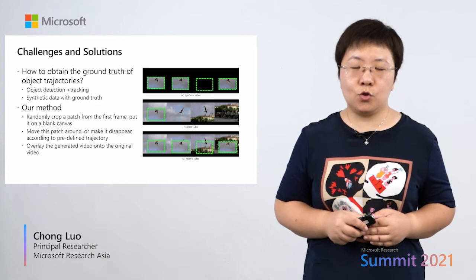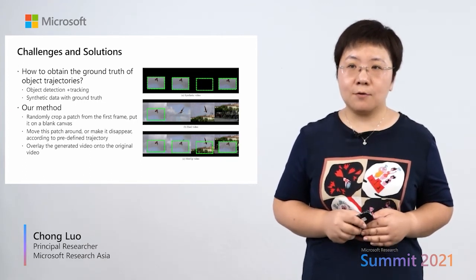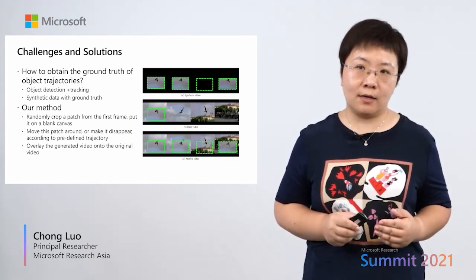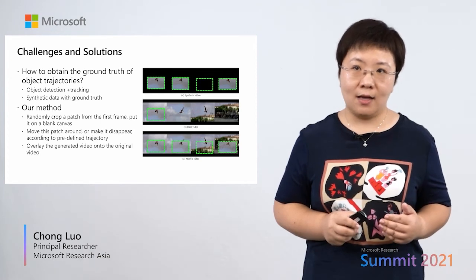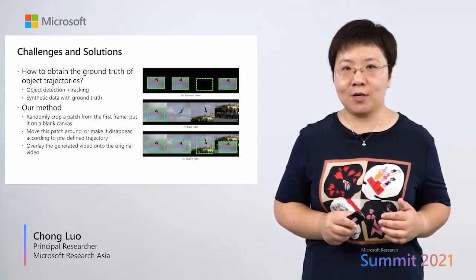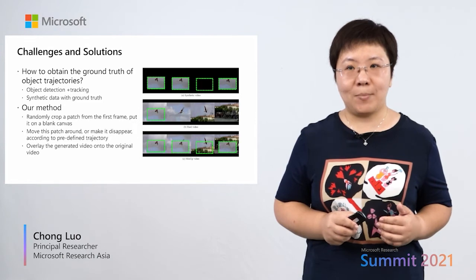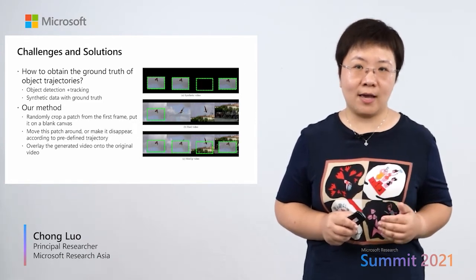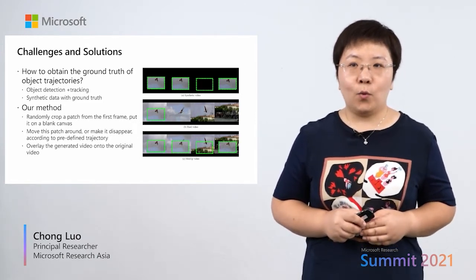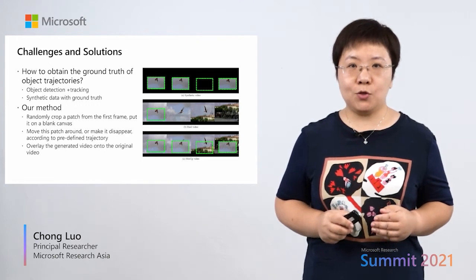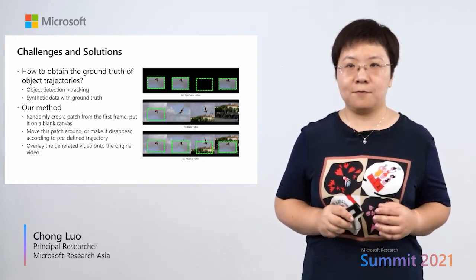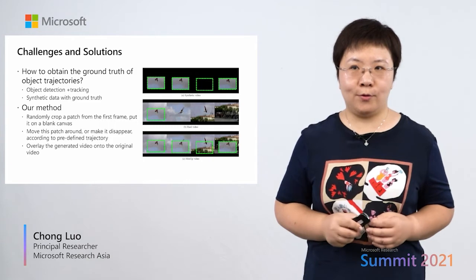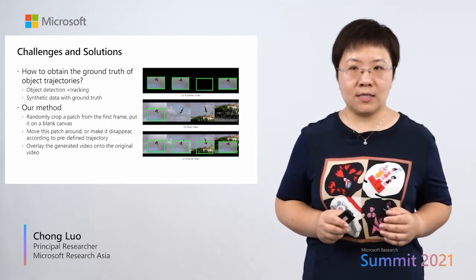Another way is to generate synthetic data. The first approach uses real data, but the labels might be noisy. The second approach has perfect ground truth trajectories, but the data distribution may deviate from the real data. We adopt the second approach, but use a mix-up idea to create fake videos that look real. Our method has 3 steps.